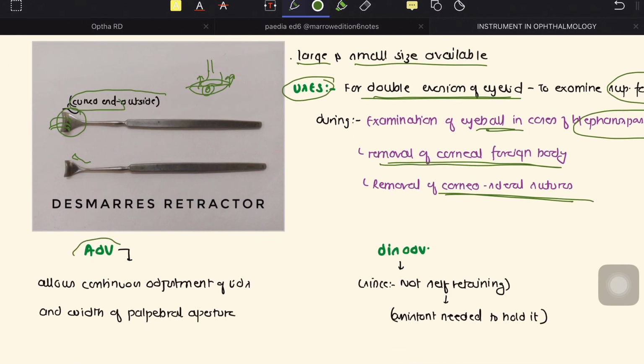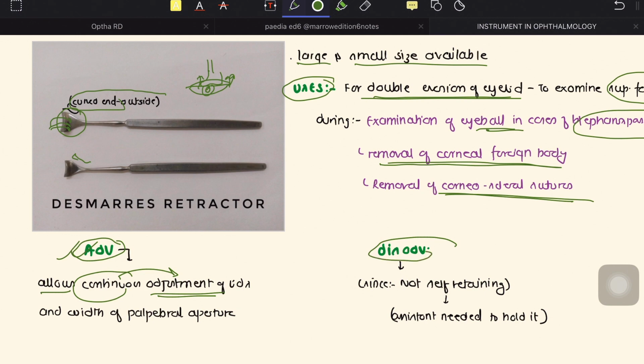So what are the advantages of this Desmarais lid retractor? This retractor allows continuous adjustment of the lid, so that the width of the palpebral aperture can be changed as we want. Right? We can enlarge the palpebral aperture as much as we want using this instrument. So this is a very important advantage of the Desmarais lid retractor.